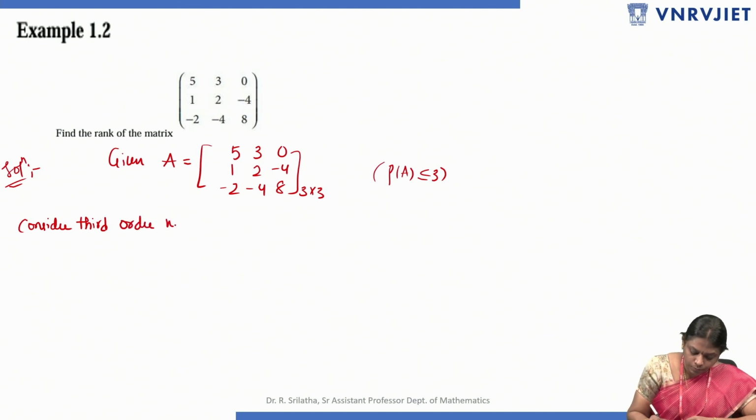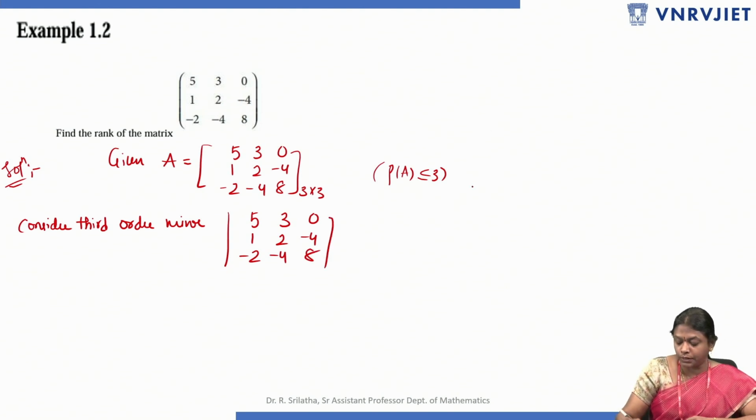So third order minor means we need to find the determinant of order 3 by 3. So I'm writing here 5, 3, 0, 1, 2, minus 4, minus 2, minus 4, 8. How to find this determinant by using the signs? What are the signs we need to keep in mind whenever we find the determinant? We put plus, minus, plus, alternating signs, minus, plus, minus.